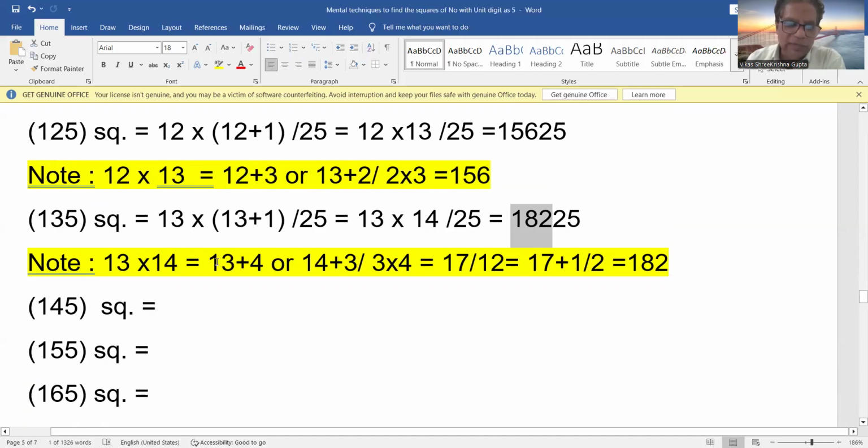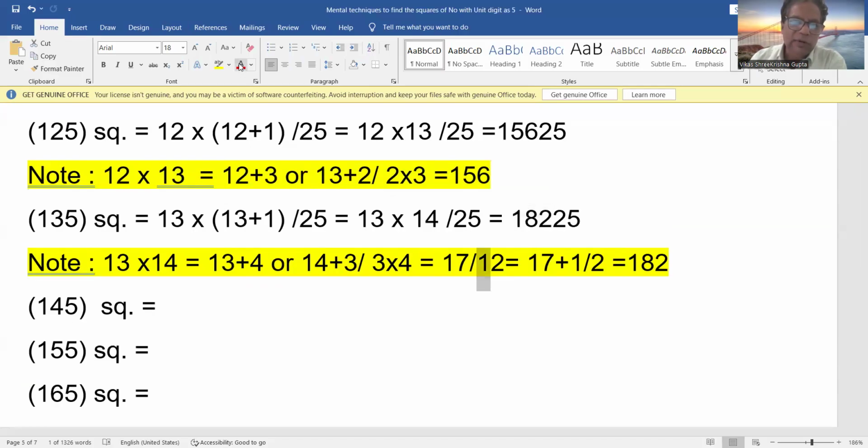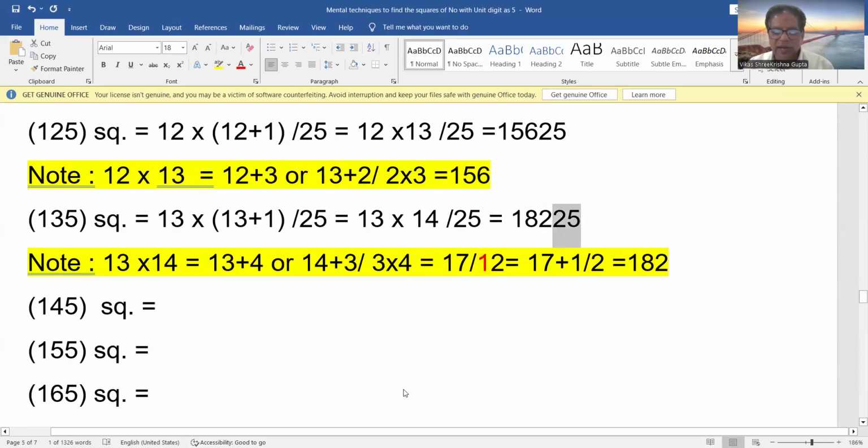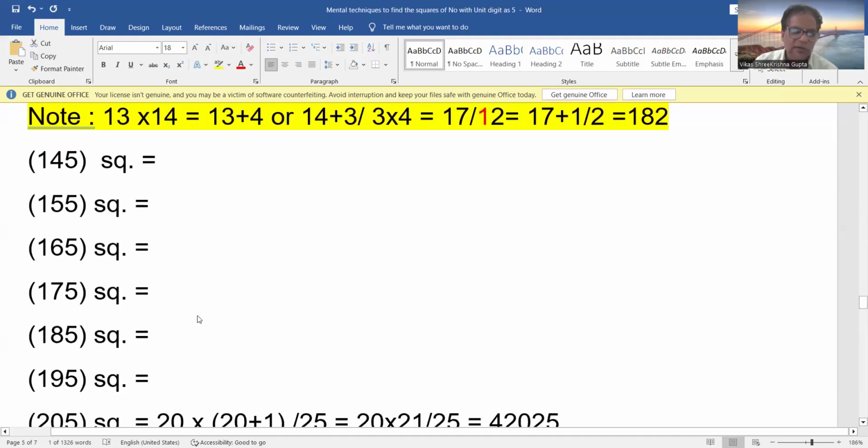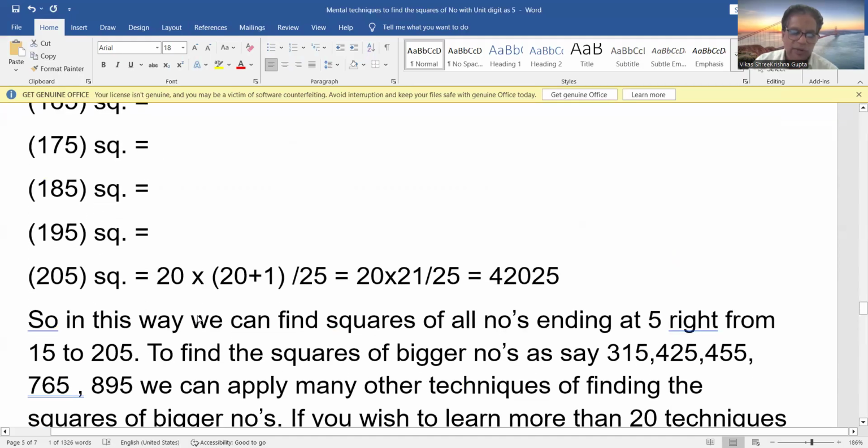So the answer is the same, 13 plus 4 or 14 plus 3. The answer will be 17, and at the end 3 into 4 is 12. So 1 is extra. What I will do, I will take it to the next number for balancing. It becomes 182. So the product of 13 into 14 is equal to 182, and then followed by 5 square, that is 25. So the answer is 18225. In the same way, you can find the squares of all the numbers up to 205.